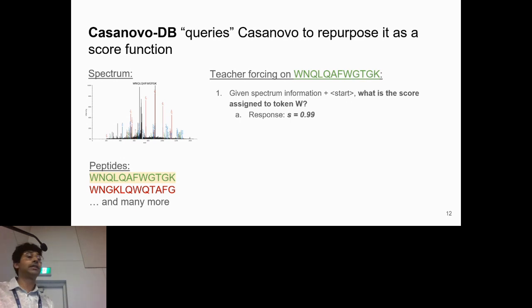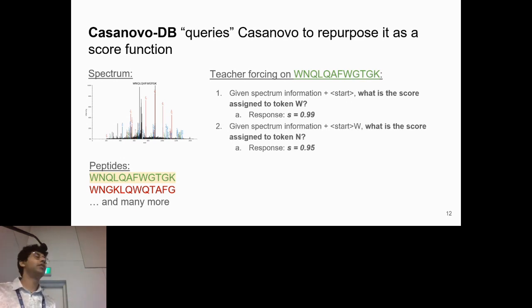And it'll say, oh yeah, I really think that belongs there. And it doesn't know this, but say that's the generating peptide. And it says, all right, I think that score is really high. Great, I would put that there. And it gives us that number. And then we ask it, all right, given the start token and that W that we just gave you, what do you think about this next token?